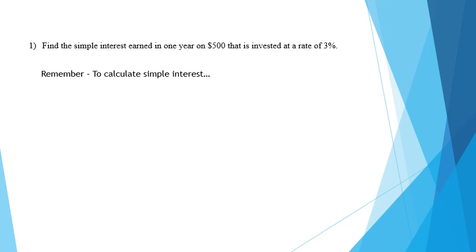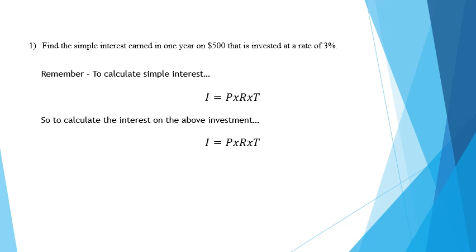So remember, to calculate simple interest, we do I, which is the interest, equals P, the principal amount we invested, $500, times R, which is the interest rate, times T, the number of years. So we take our equation, I = P × R × T, and we fill in the values. P is $500, the interest rate is 3% or 0.03, and the number of years is 1. You can put that in your calculator and you should get that the interest earned on the above investment is $15. So if you take that $500 and you put it in that investment for 1 year, not only will you get your $500 back, but you will get an additional $15.